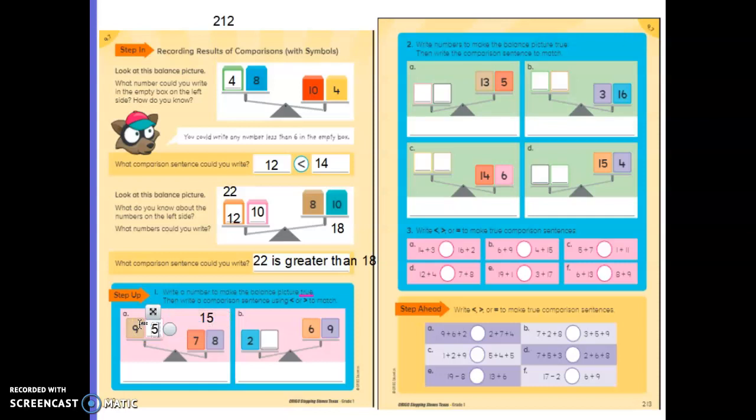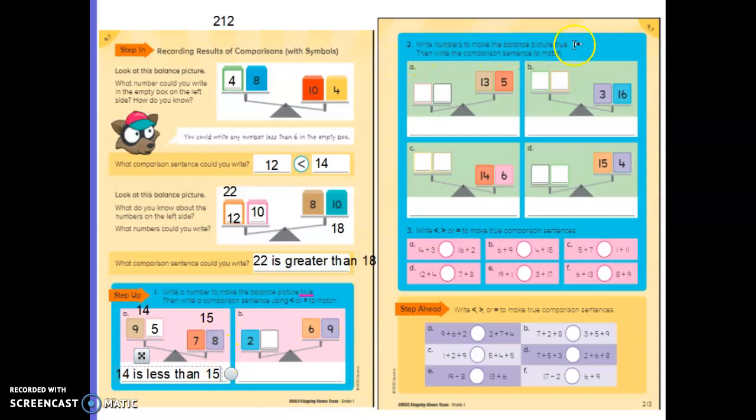So let's say 9 plus 5. 9 plus 5 is 14. So I could write 14 up here. I know that that's my total. 14 is less than 15. We know that's true because the balance is lower on the 15 side.